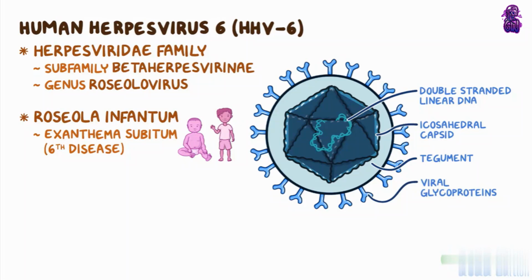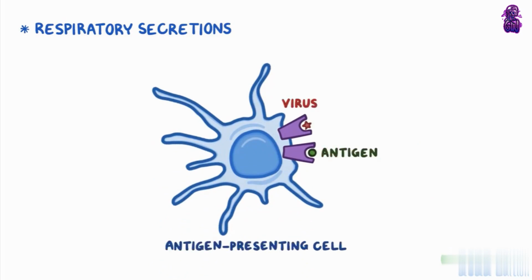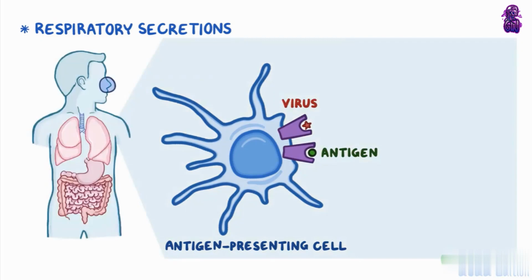Now, HHV6 infection begins when a person comes in contact with respiratory secretions from another person who carries the virus. Once in the body, the virus attaches to dendritic cells, which are antigen-presenting cells that can be found in the skin, nose, lungs, stomach, and intestines.